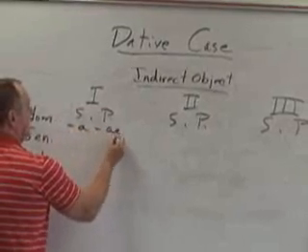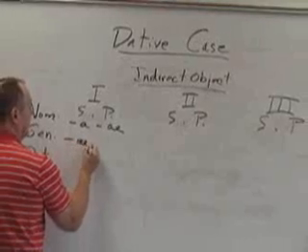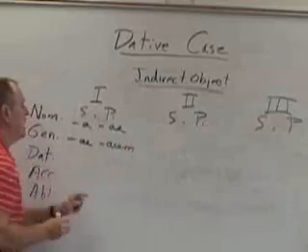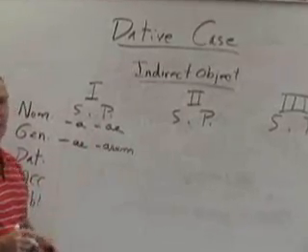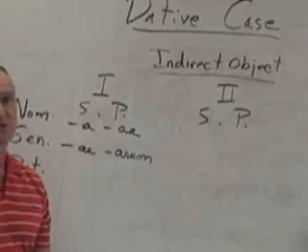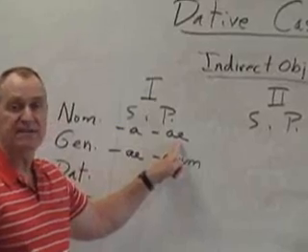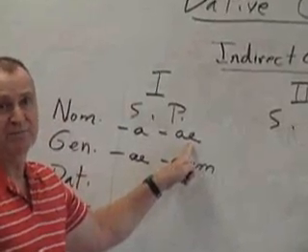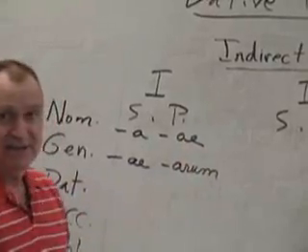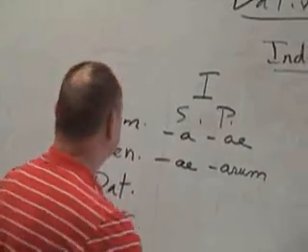A, AE. Nominative, singular, and plural. Genitive, singular, and plural. AE, ARUM. And you might say, well, how do I tell the difference between AE in the nominative plural and AE in the genitive singular? You do it by context, how it's used in a sentence. Does it make any sense? If it's the AE here, it'll be the subject form and the verb will agree with it. That's how you tell. Looks like a duck, walks like a duck, quacks like a duck, probably a duck.